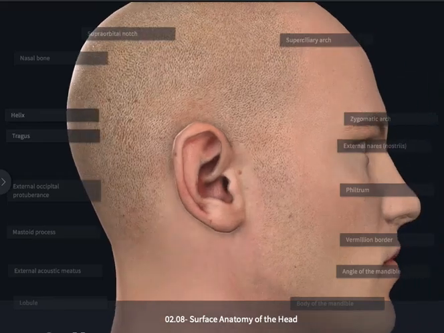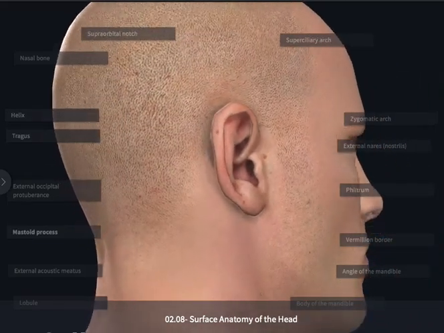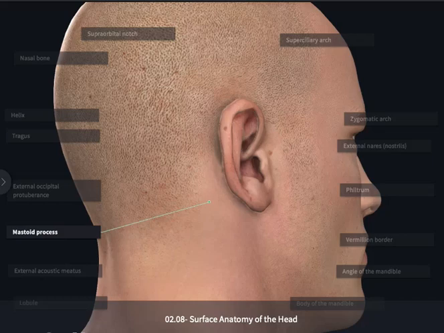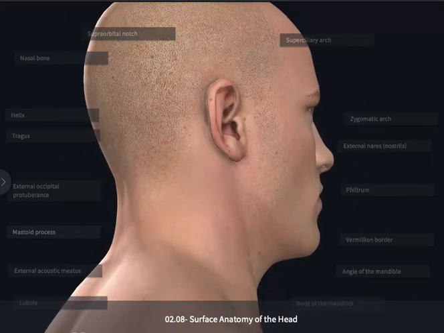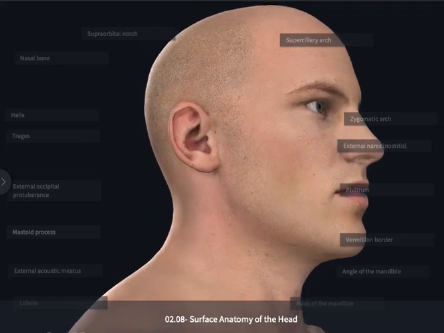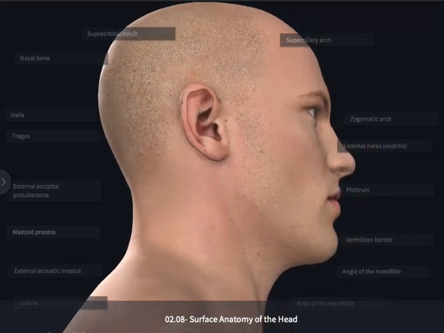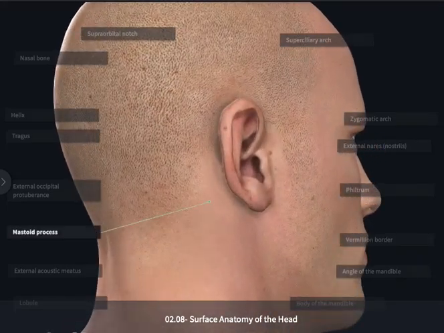Posterior to the ear, we're also going to have a large bump, which is the mastoid process. And this is going to be one of the attachment sites of the muscle in our neck, the sternocleidomastoid. Again, readily felt posterior to the ear, and this is part of the temporal bone.